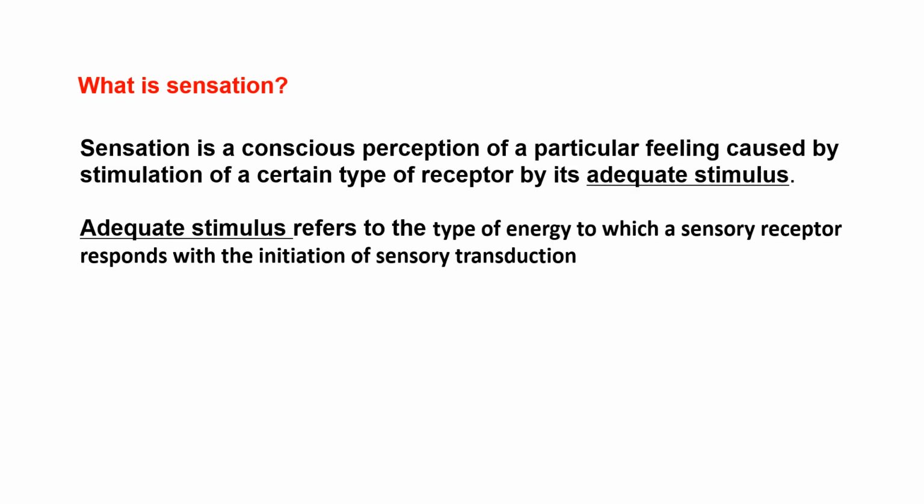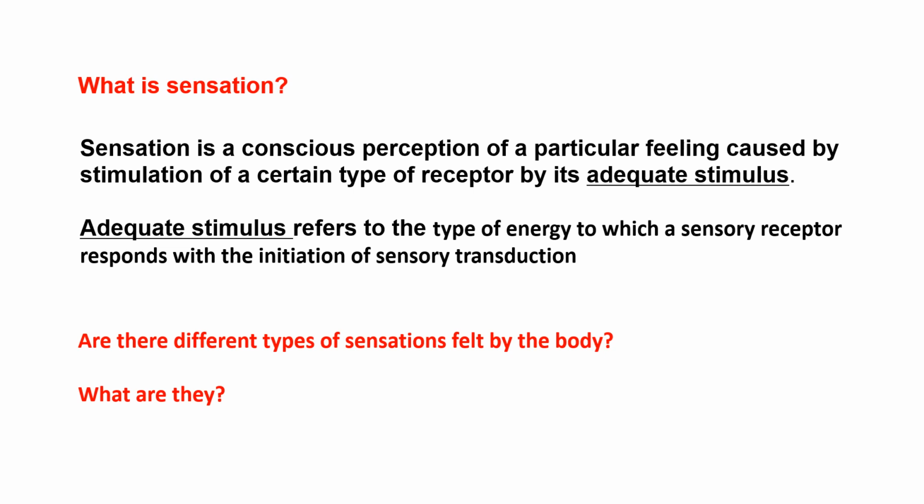What is sensation? Sensation is a conscious perception of a particular feeling caused by stimulation of a certain type of receptor by its adequate stimulus. What do we mean by adequate stimulus? Adequate stimulus usually refers to the type of energy to which a sensory receptor responds with the initiation of sensory transduction. All right? So each receptor will have its own type of stimulus. So we call that the adequate stimulus.